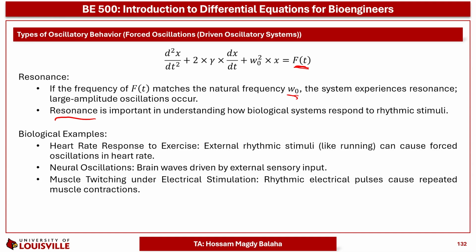And there are many other applications in bioengineering and biology that use this model, such as heart rate response to exercise using external rhythmic stimuli like running, and neural oscillations where brainwaves are driven by external sensory input, and also muscle twitching under electrical stimulation, where the rhythmic electrical pulses cause repeated muscle contractions, and there are many more examples.